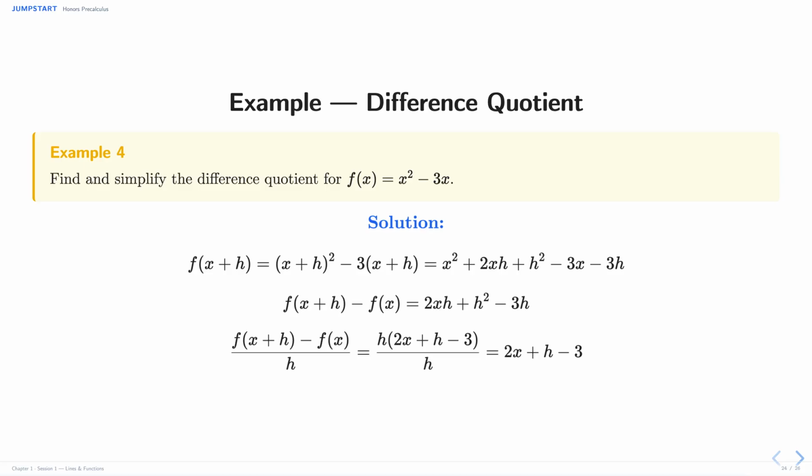Let's work through an example of finding the difference quotient for the function f of x equals x squared minus 3x. First, we calculate f of x plus h, which expands to x squared plus 2xh plus h squared minus 3x minus 3h. Then we find the difference f of x plus h minus f of x, which simplifies to 2xh plus h squared minus 3h. Finally, we divide by h, leading us to the simplified difference quotient of 2x plus h minus 3.